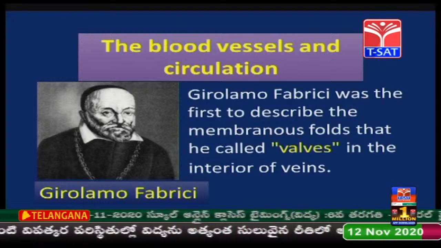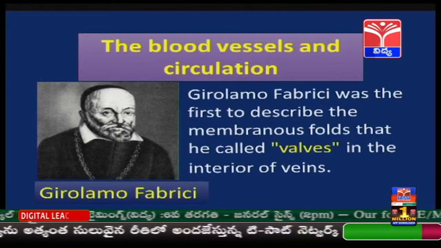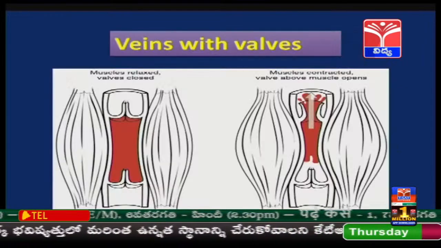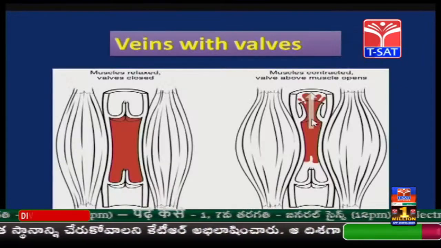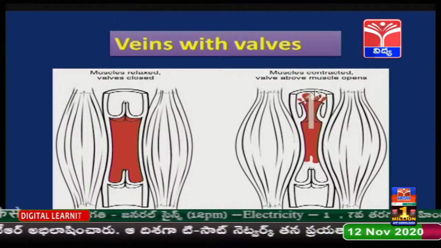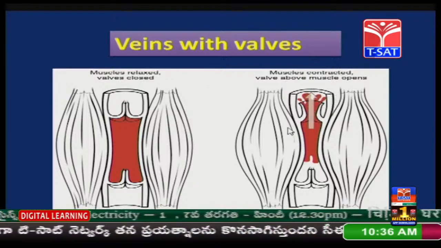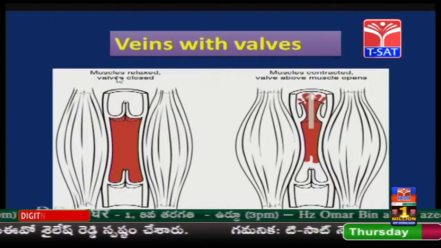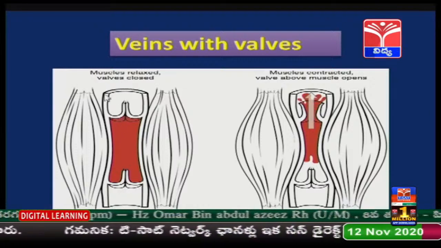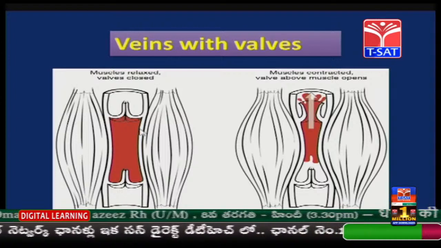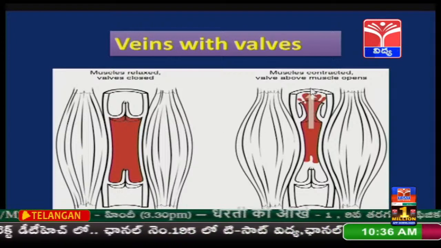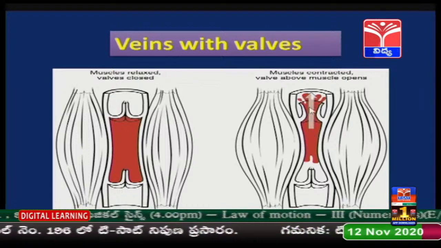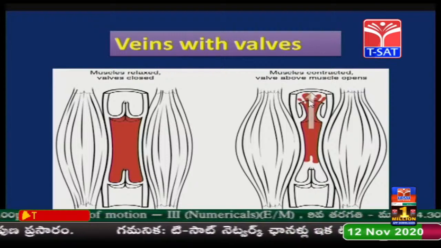Girolamo Fabrici was the first person who described the membranous folds that he called valves in the interior of veins. If the blood moved in one direction, the valves folded towards the walls of the vessel, so the blood could pass without any trouble. If the blood moved in the opposite direction, the valves closed. So, even if a person is standing upright, the valves force the blood only in the upward direction, not downwards.